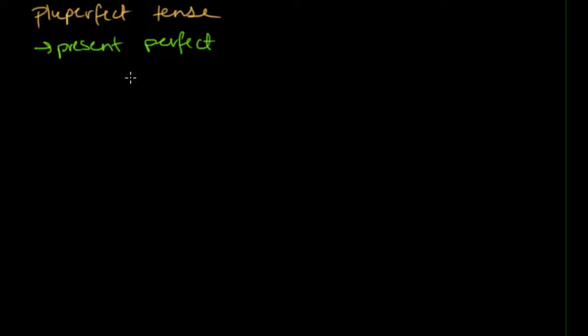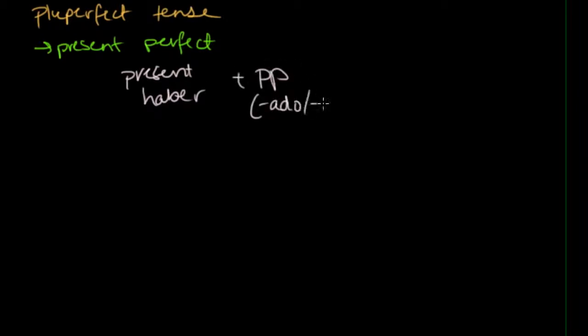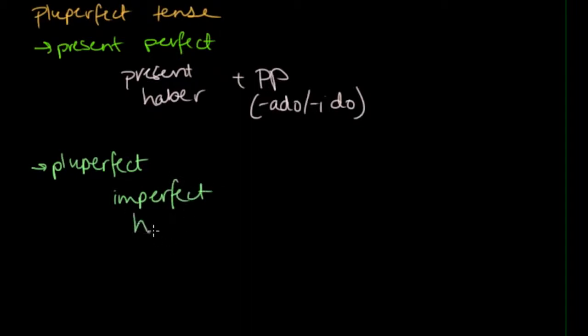And with the present perfect, we have the present tense of haber plus our past participle, which, remember, is the ado or ido form of the verb. And with the pluperfect, which is otherwise known as the past perfect, but I like pluperfect because it sounds cooler, we have the imperfect tense for haber plus the same past participle.